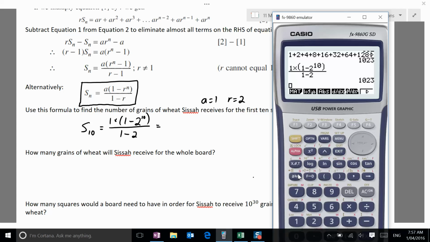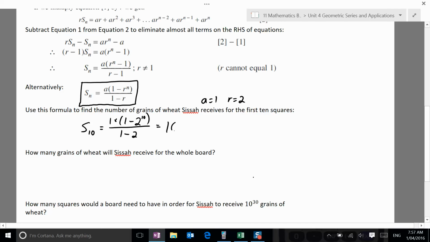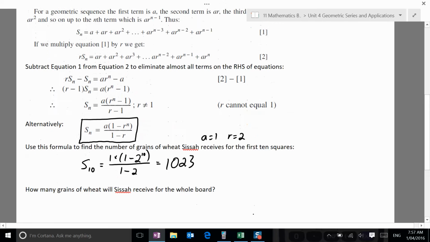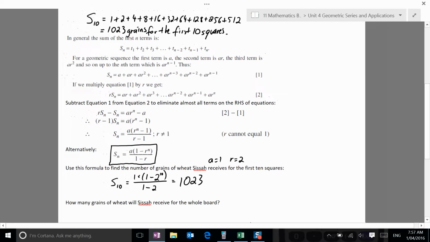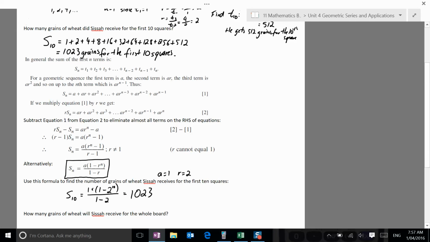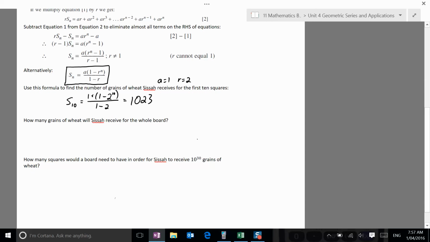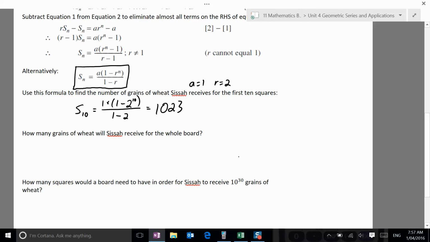Get 1,023 again. Okay, too good. So what that shows us, in a sort of weak way, is that this formula is okay. This formula works as a way of adding lots of terms in a sequence, or finding a series. So that was interesting.